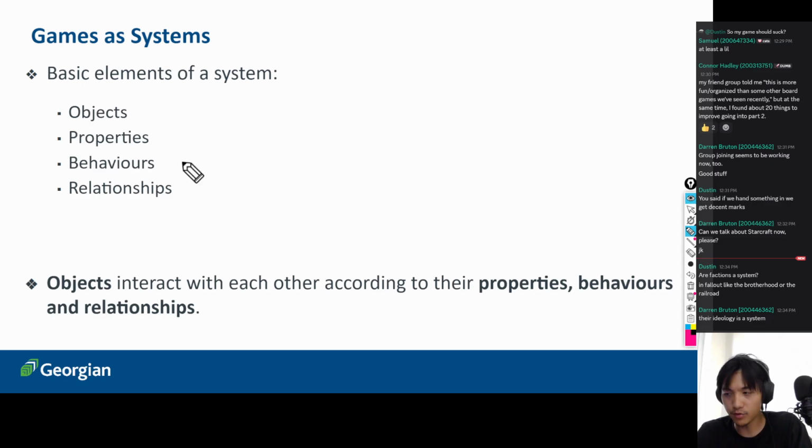Objects, properties, behaviors, and relationships. These are the things that exist in a system. So, objects interact with each other according to their own internal properties, their behaviors, what they do with each other, right? And relationships between them. So, you could have objects that are ranked, and objects don't need to be inanimate objects. They can be people as well. People can be part of the system, right? People can be objects according to the system theory.